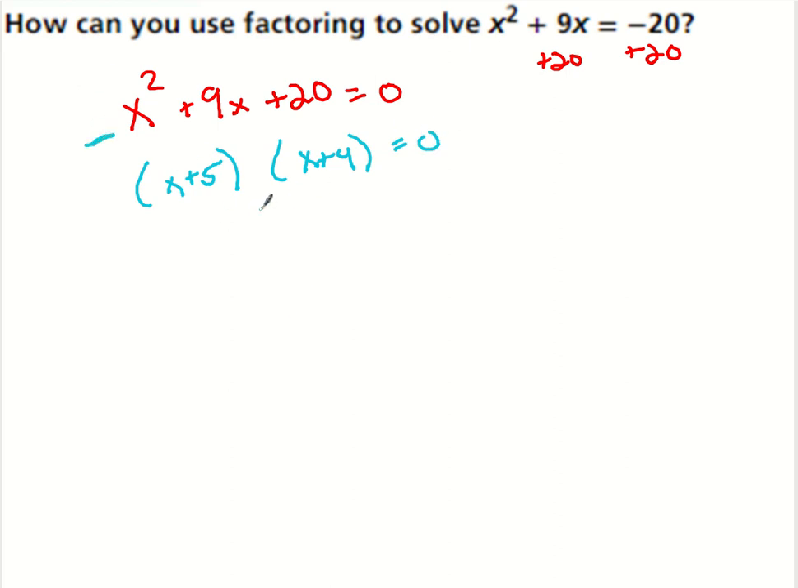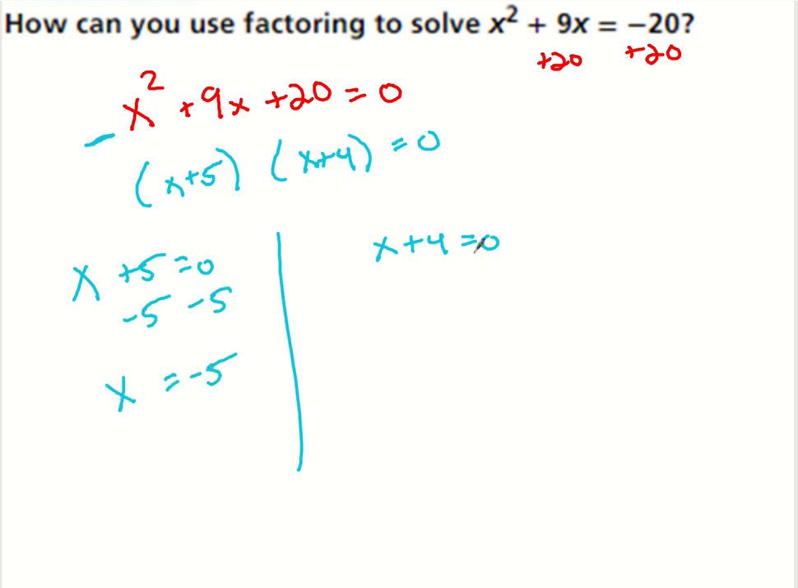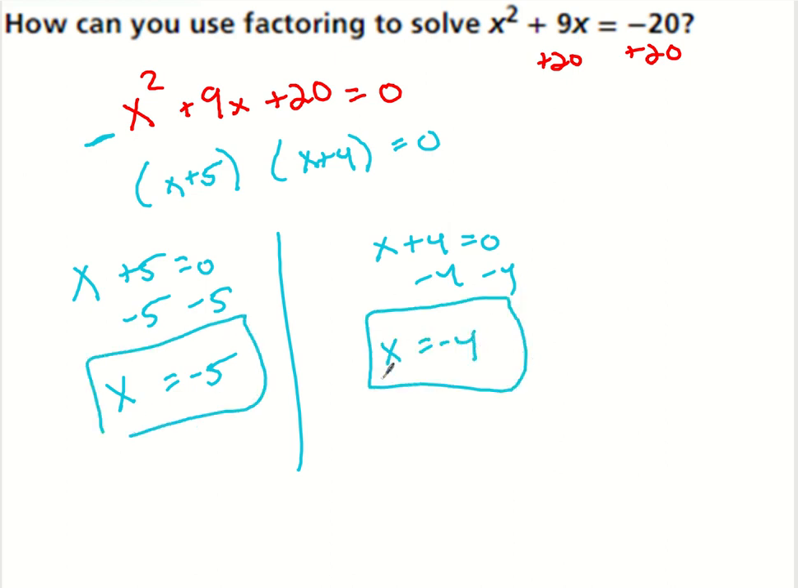Now that I've factored it, I can figure out what values for x are going to give me 0 for each term. I'm already skipping ahead as if we already know what we're doing. So I can set up my two equations: x plus 5 equals 0, x plus 4 equals 0. Once I solve both of these equations, it's going to give me my two possibilities for x. I can solve these both, and I get x equals -5 and x equals -4.